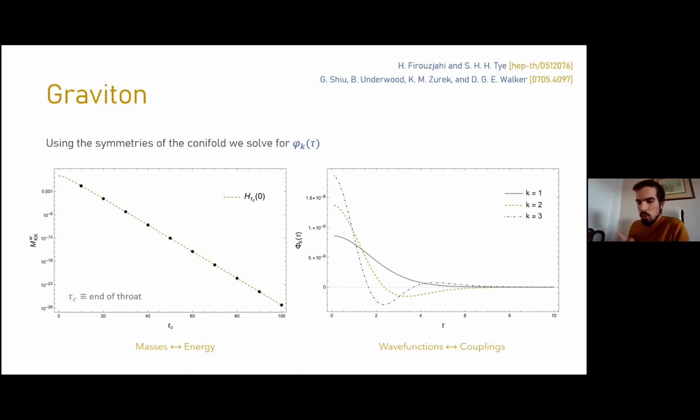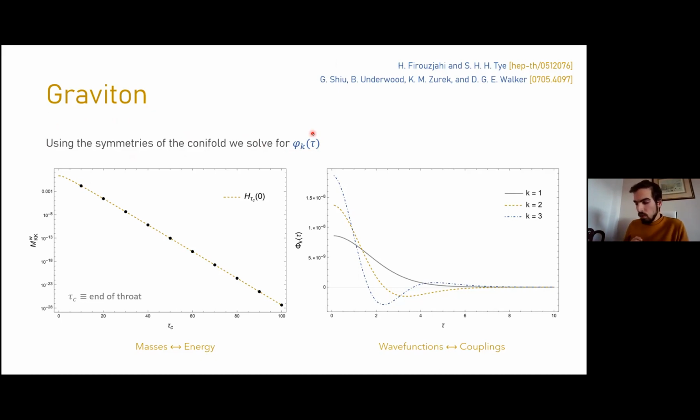I should mention that this was also done in these two works here, although the emphasis is very different in each of them. And I should also say that we are using the symmetries of the conifold to express the wave functions simply as a function of the radial direction. This is similar to what you would do for the hydrogen atom if you look just at the energy levels, ignoring the different types of orbitals.